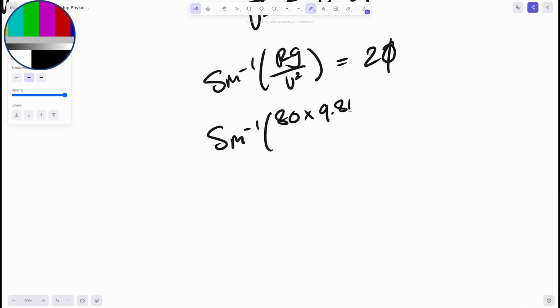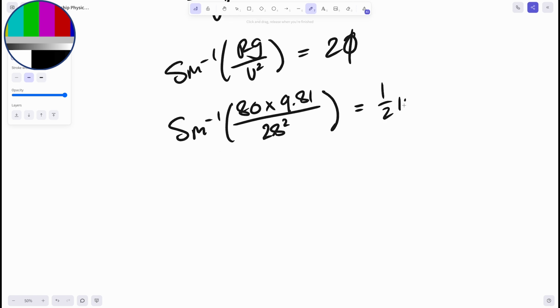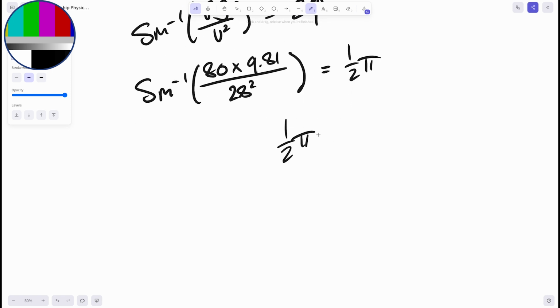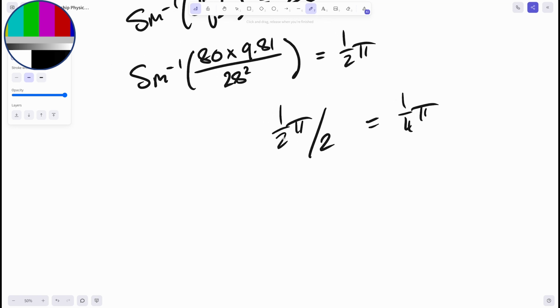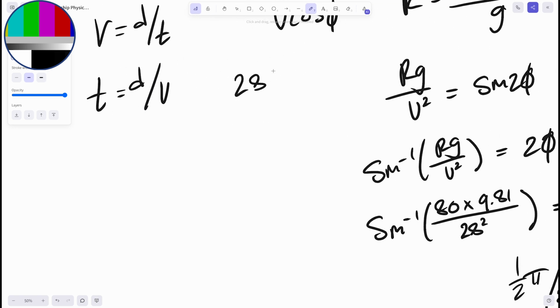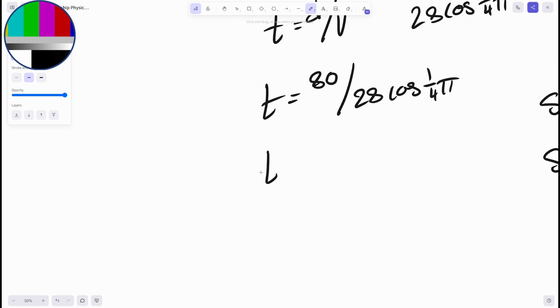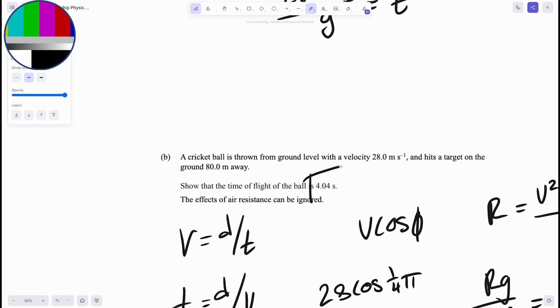times g, which is 9.81, all over our v squared, which is 28 squared, and that's equal to half pi. Now, as that is 2 times our angle, to find phi by itself, we divide half pi by 2, and that's equal to 1/4 pi. And therefore, our horizontal velocity is equal to 28 cos 1/4 pi. So we can make that substitution. Our distance is again 80 meters divided by 28 cos 1/4 pi. And that gives us a time of 4.04 seconds. As you can see, that is the time that we're trying to find.